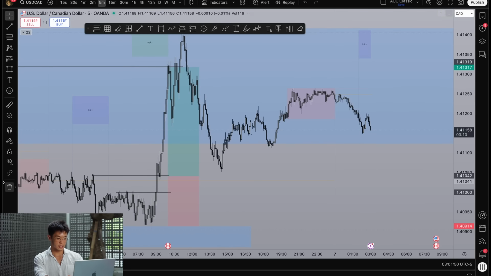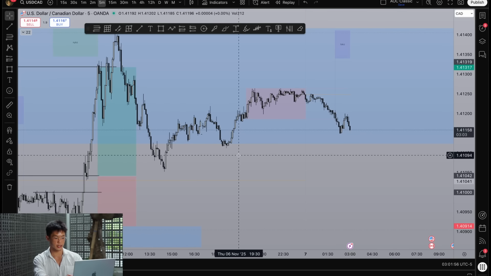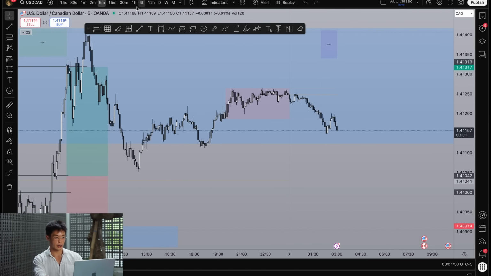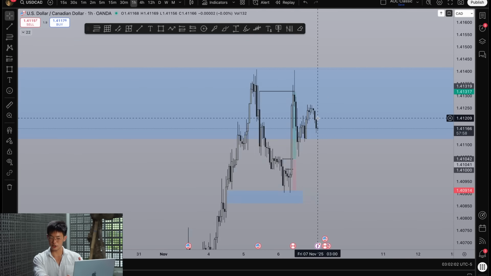But otherwise, let's get into USD Canadian. So this was a trade yesterday. We got the CISD right around the New York kill zone and boom, price shot straight to the target. Easy peasy. What do you call that? Winner, winner, chicken dinner, whatever. I never actually played that game before.